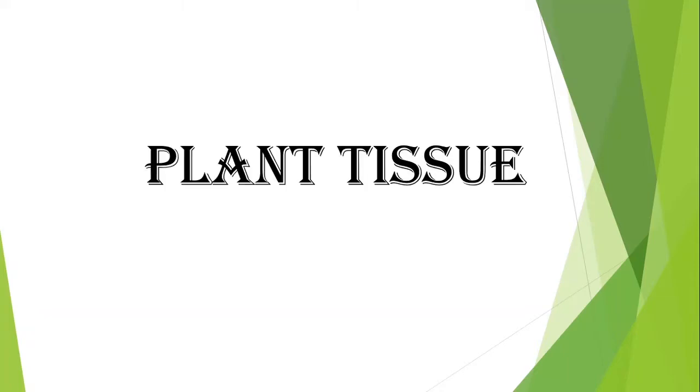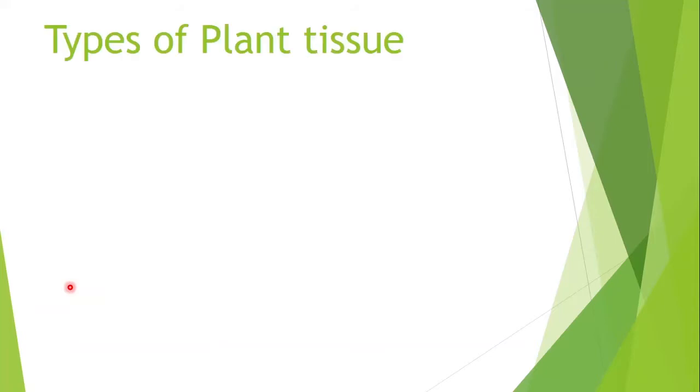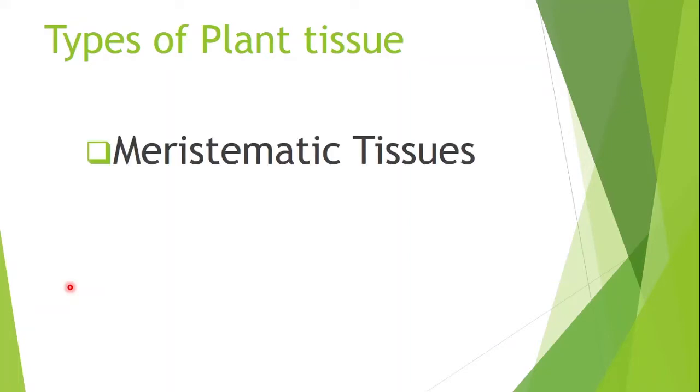So now we will talk about plant tissue and animal tissue separately. First we will talk about plant tissue. Now in plant tissue also you have many different types of tissues. So let us look at the broad classification of plant tissue. Broadly, plant tissues are classified into two types, that is meristematic tissue and permanent tissue.